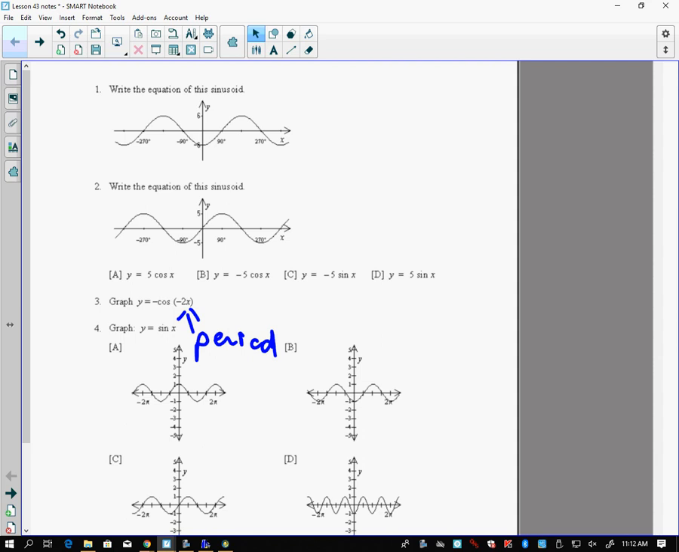And how many periods is it going to go through in 360 degrees? Is it going to go through 2? Is it going to go through half of 1? It's just going to go through 1. All right. Now, the handy thing about question number 4 is, what do you notice about at least 3 of those graphs?